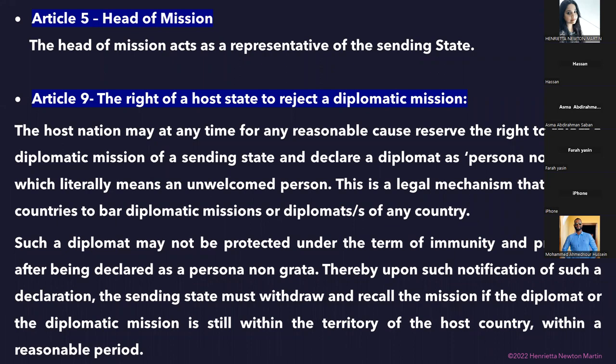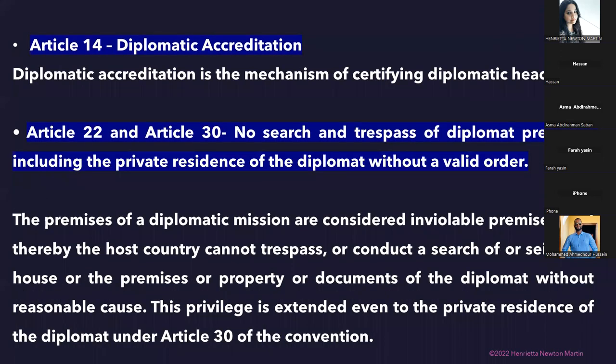So upon notification of such a declaration, the sending state has to immediately withdraw and recall the mission, in the best interest of the diplomat and the sending nation, of course. And they have to withdraw the mission or a particular diplomat who is still within the territory of the host country within a specified, reasonable time. Well, then Article 14 deals with diplomatic accreditation, which simply means a mechanism of certifying diplomatic heads.